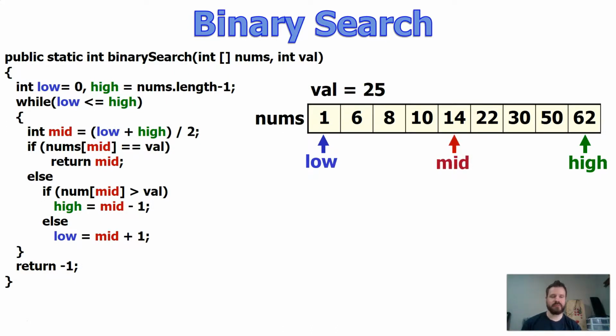This time, first time up, value is greater than the middle, so we'll adjust our low value to be one more than the middle.